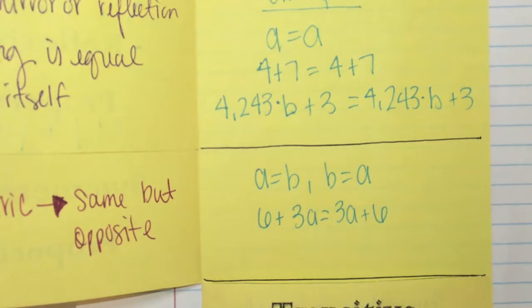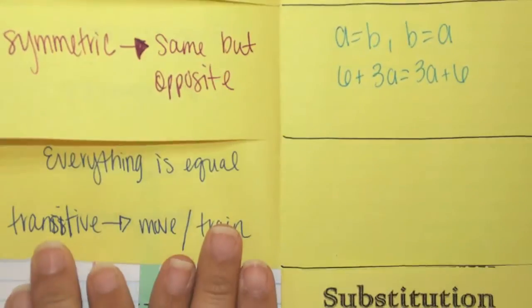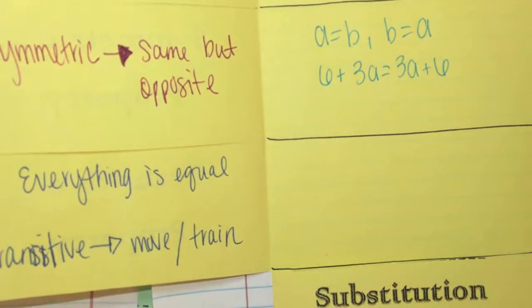What is the transitive property? Oh, we didn't finish it, but it means that everything is equal and then it moves it around, right?